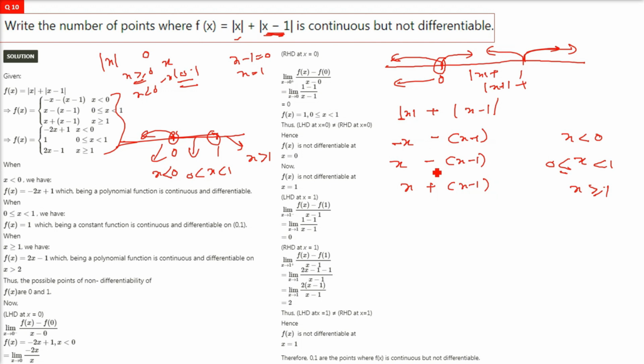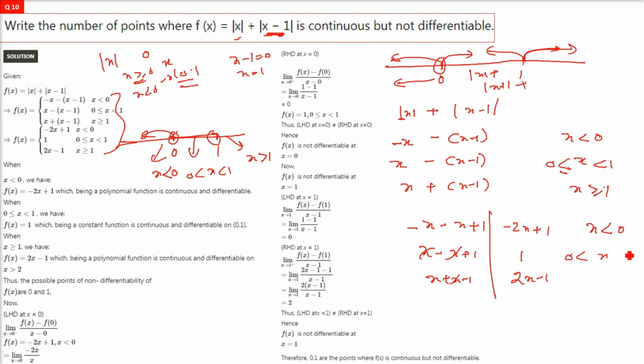Okay. So what do you get finally? Minus x plus 1 it is. Then x minus x plus 1 will be. Then we have x plus x minus 1. So this will give you minus 2x plus 1. This will give you 1. This is going to give you 2x minus 1. So this is x less than 0. This is x between 0 and 1. Equality, 0 has to be equated here, and x is greater than or equal to 1.